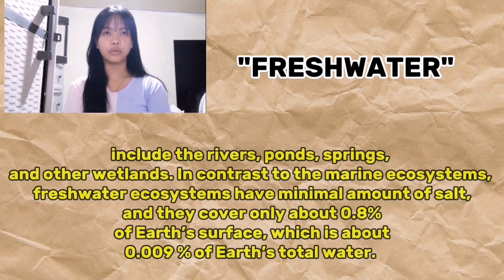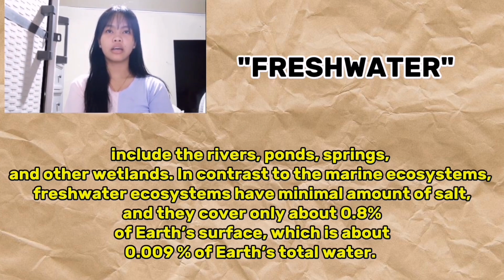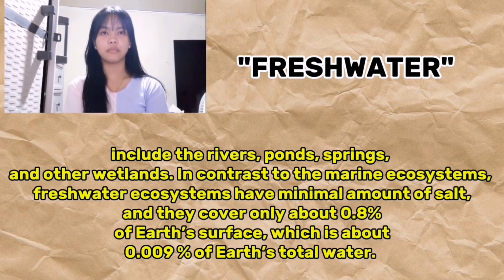We have the freshwater. Freshwater includes rivers, ponds, springs, and other wetlands. In contrast to the marine ecosystem, freshwater ecosystems have a minimal amount of salt, and they cover about 0.8% of Earth's surface, which is about 0.009% of Earth's total water.